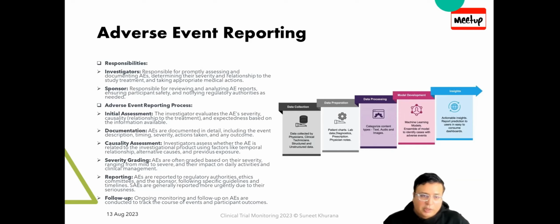So the reporting process is initial assessment, and then documentation of the SAE, then causality, whether it is related or unrelated, anticipated, unanticipated, serious, non-serious, and then report to the authorities. An SAE has to be reported to the ethics board as well. They will also look at the data, and then the DSMB will look at all the SAEs and make sure whether the study needs to be continued or not.